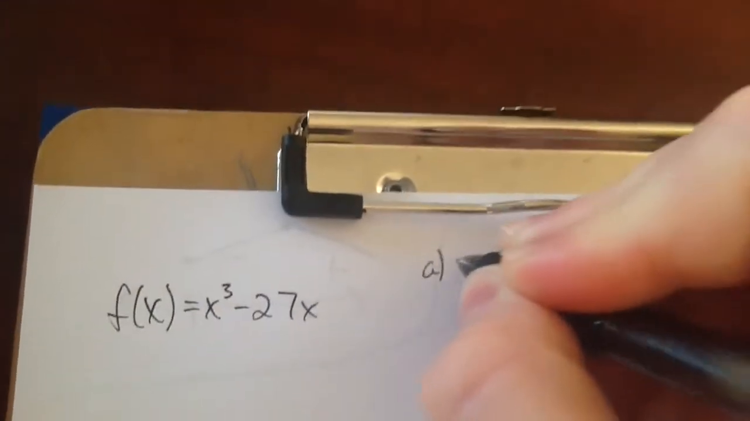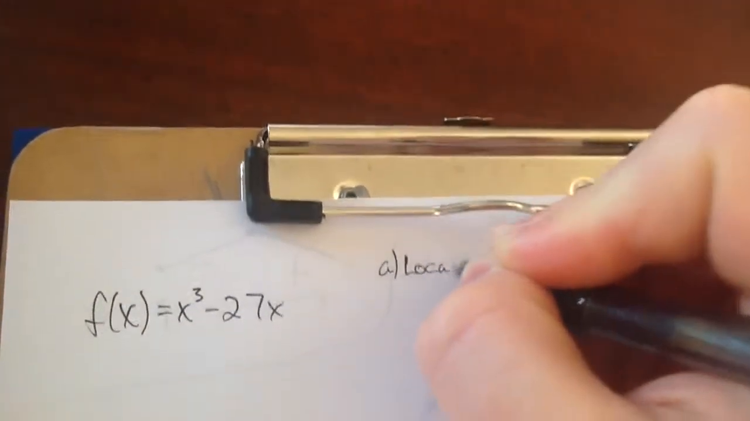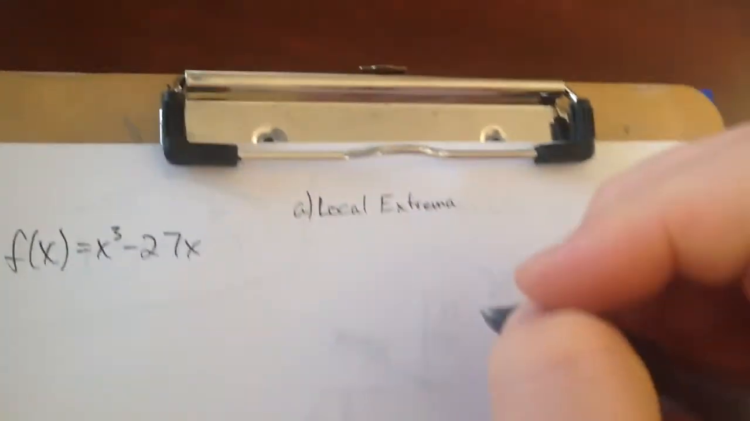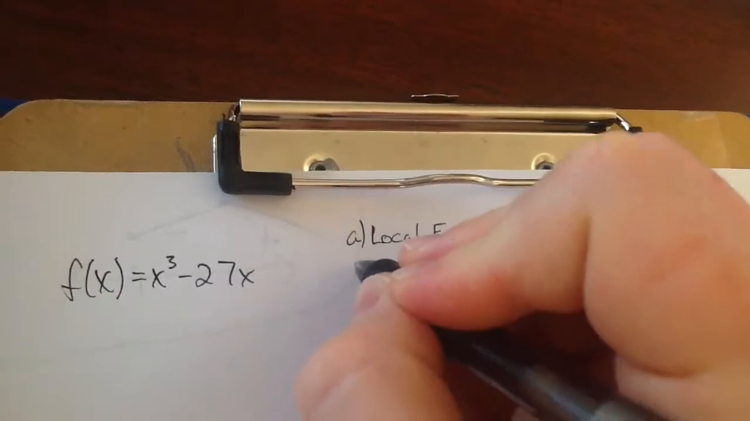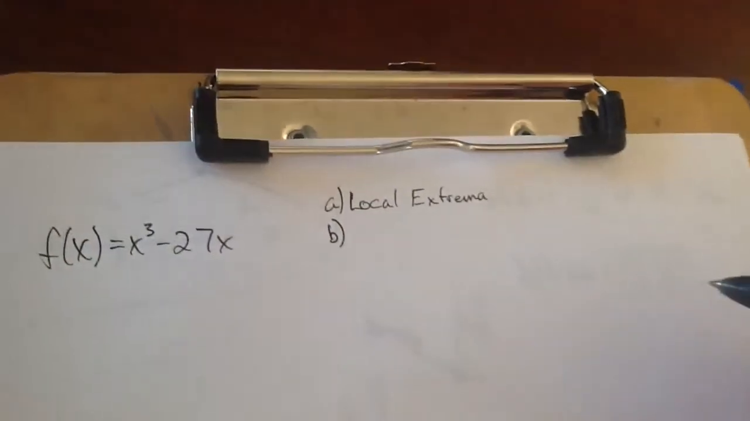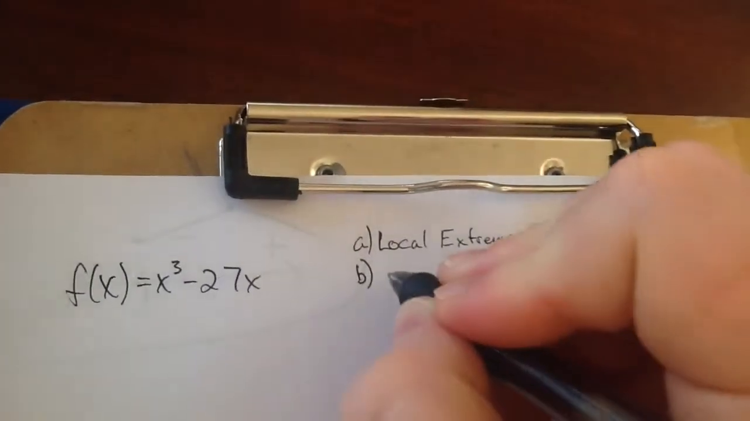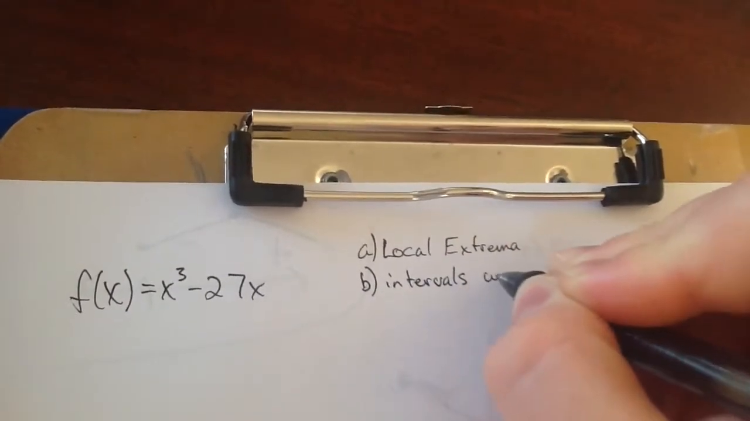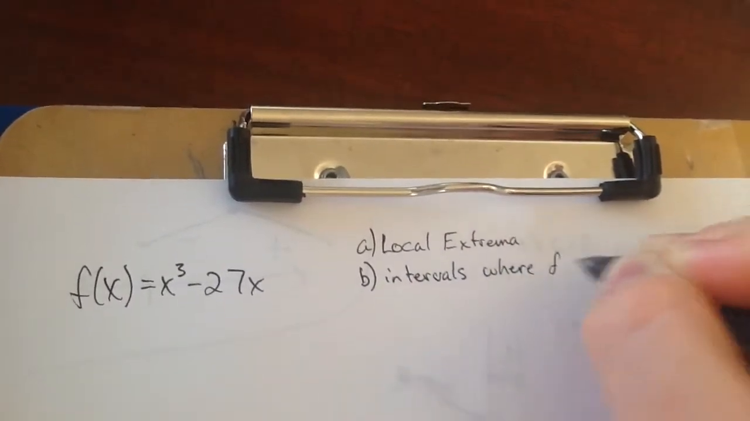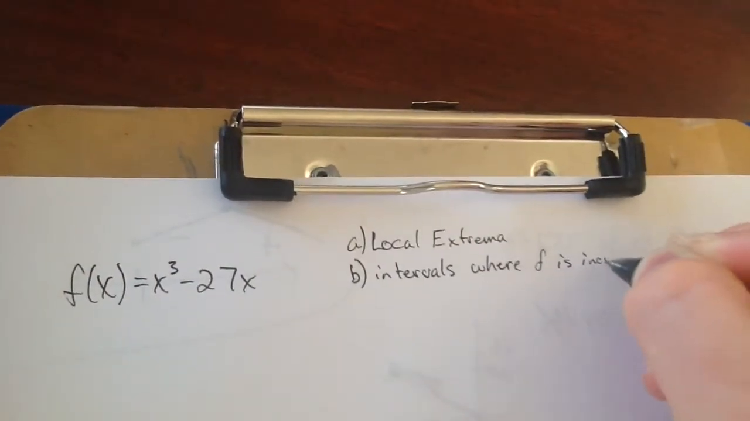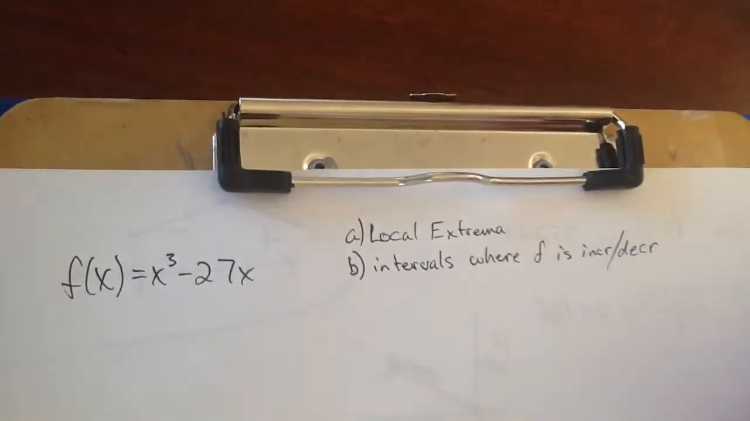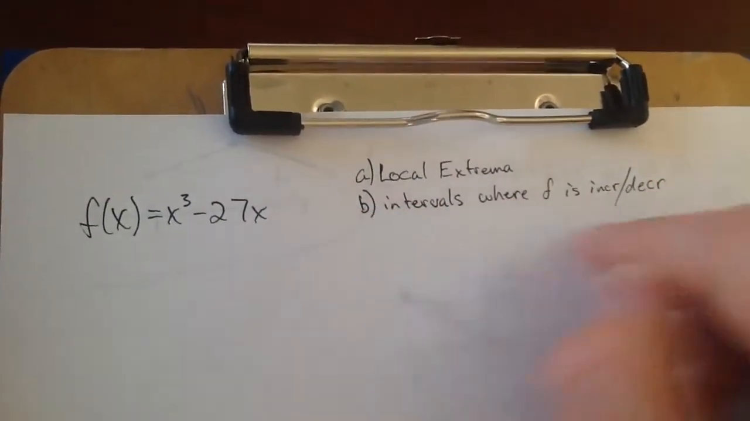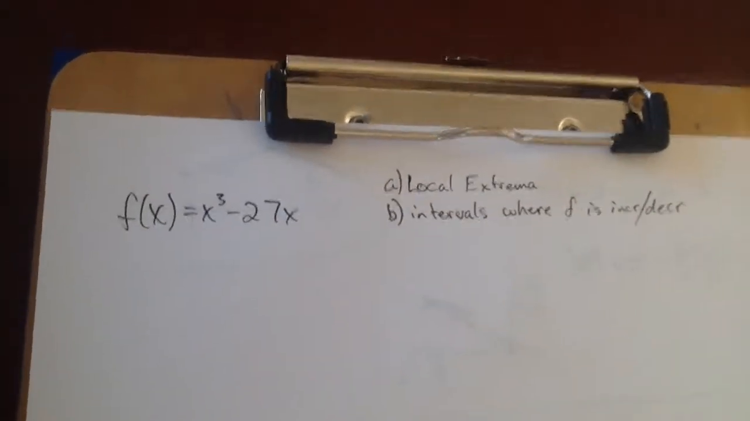So we need local extrema, and then it's got B and C, but I'm just going to write it as B, intervals where the function is increasing or decreasing. We could have just written it as one thing, but they wrote it as B for increasing and C for decreasing, whatever.